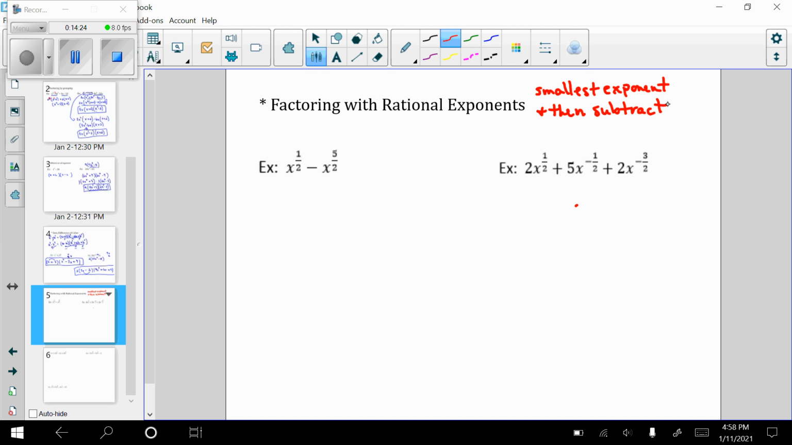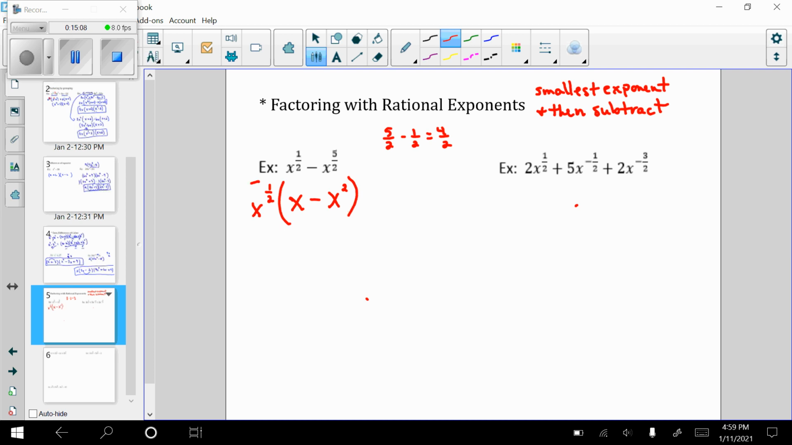All right, so let's start off with just a basic binomial. My smallest exponent showing here is x to the 1/2. So my greatest common factor is x to the 1/2. Now if I factor out an x to the 1/2, well, 1/2 minus 1/2 is 1, so that just becomes an x. And to get the exponent for my second x, I'm going to take 5 halves minus the one I'm factoring out, which is 4 halves, or 2.